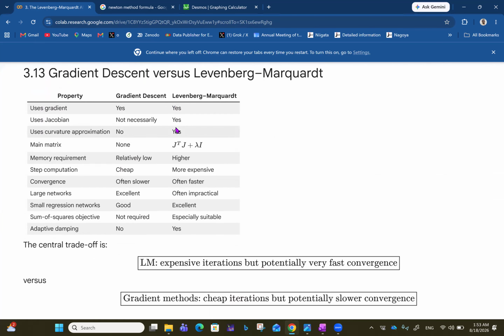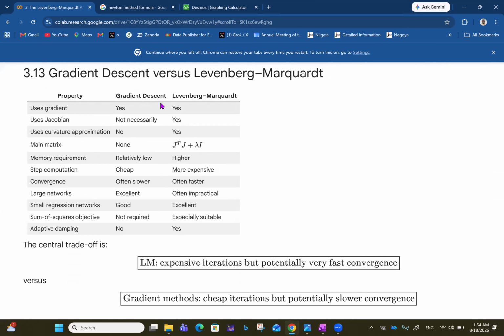Now, let's do a proper comparison. We compare them across certain properties. Uses gradient, yeah, both of them use gradient. Uses Jacobian: gradient descent does not necessarily need Jacobian, but LM requires Jacobian. Curvature approximation, no for gradient descent, yes for LM. Then main matrix, none for gradient descent, but J transpose J plus lambda I for LM. Memory requirement is relatively low for gradient descent, but it is higher for Levenberg-Marquardt because you have more terms you need to talk about. Then you have step computation. It is cheap with gradient descent, but for Levenberg-Marquardt, that's more expensive.